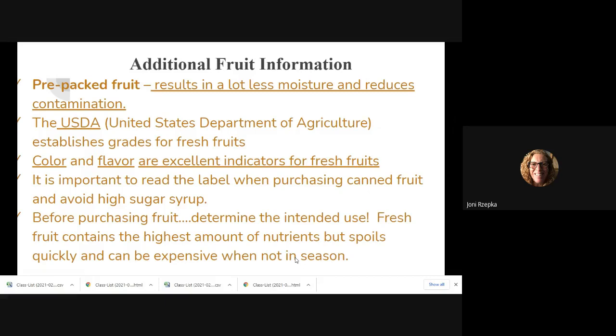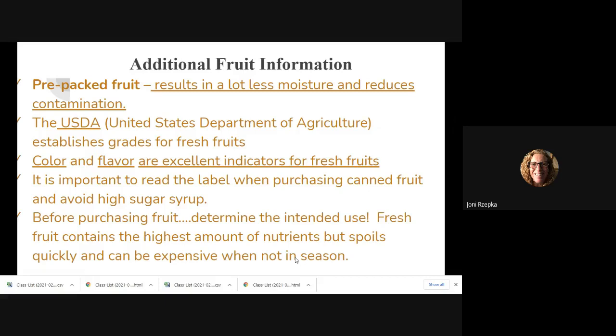It's important to read the labels when purchasing canned fruits and avoid high sugar syrups. When the fruits are canned, a lot of times they'll can them under high temperatures and put in a sugary syrup, which is going to put a lot more sugar in the fruit than what is already naturally there with the fructose. So you're just compounding sugar upon sugar. One's natural, one's not. Before purchasing fruit, determine the intended use. So what are you going to do with the fruit?